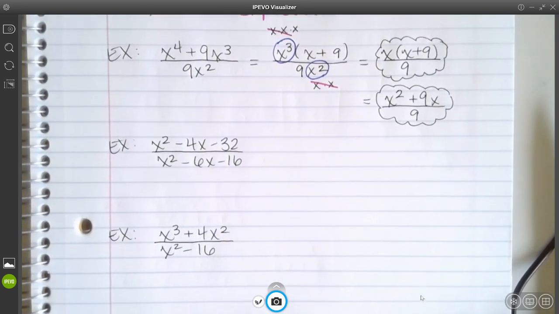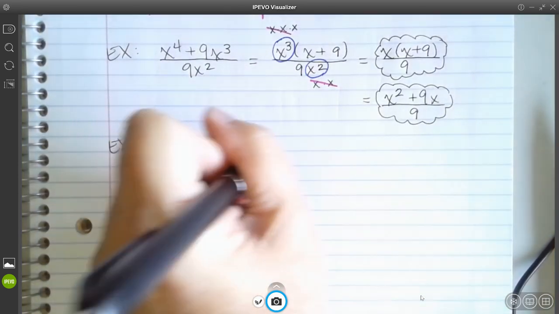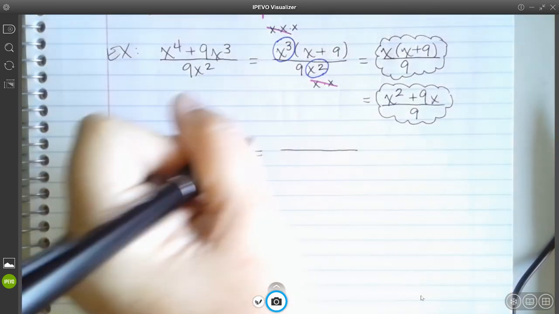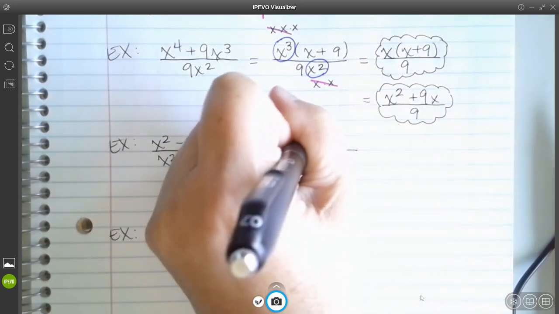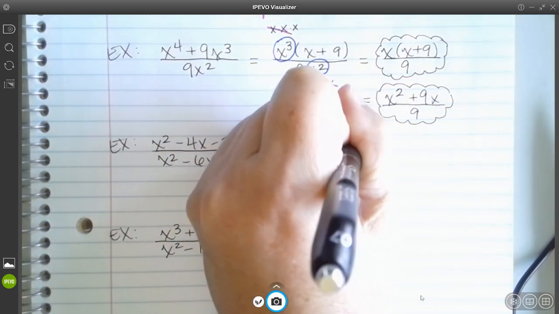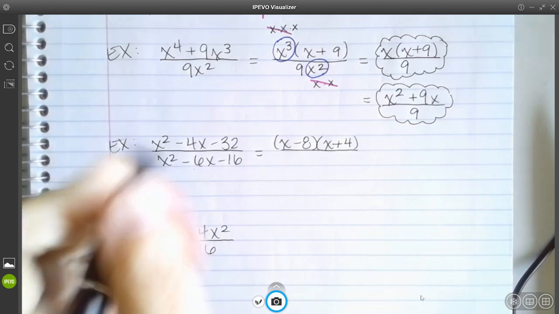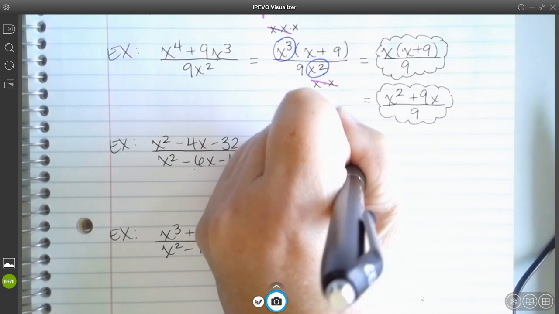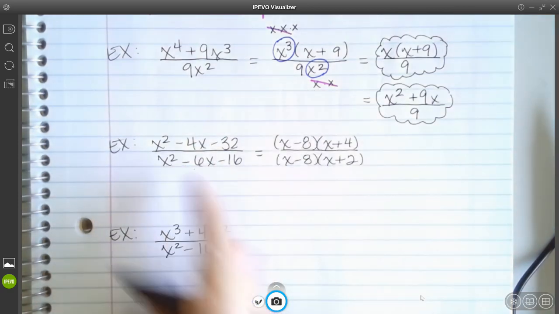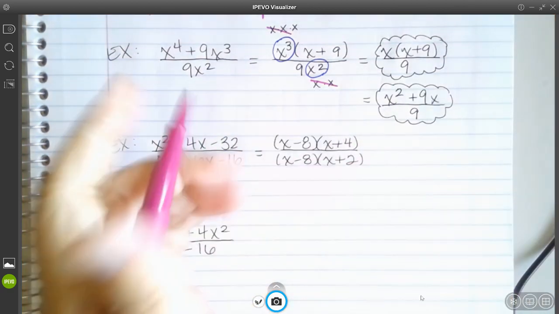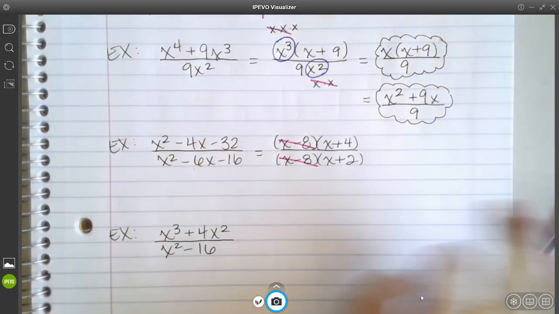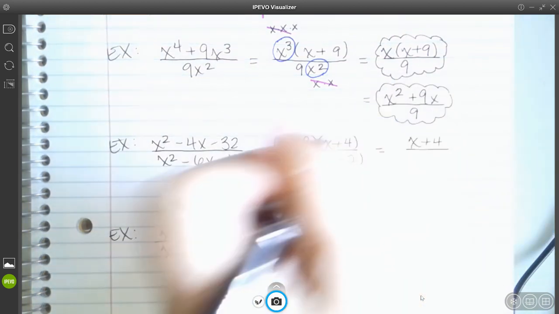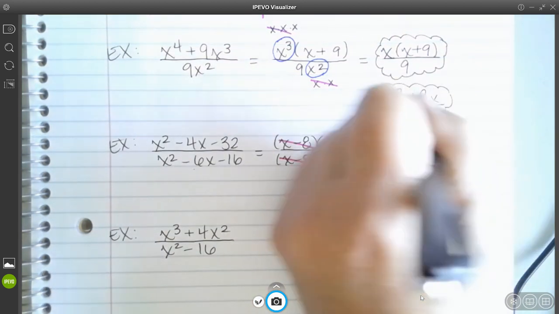All right, so let's look at our next example. I'm going to factor these. This is the x puzzle, -32 on top, -4 on the bottom. So that's going to be x minus 8 and x plus 4. This is -16 on top, -6 on the bottom. So that's going to be x minus 8 and x plus 2. That's how I'll get that -6. Now I have an x minus 8 in common. So my final answer is x plus 4 over x plus 2.